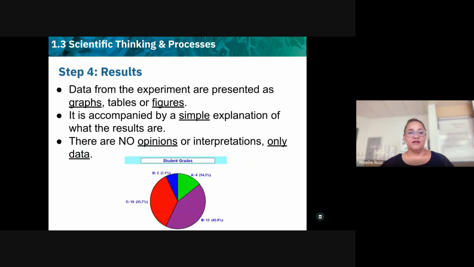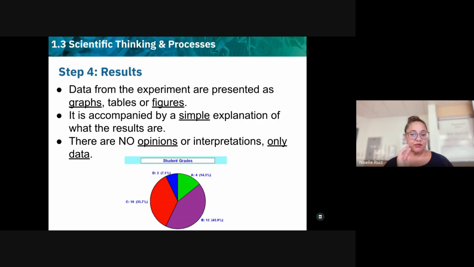All right. So step 4 of the scientific method is the results, data from the experiment. Like I told you, we collect data from our observations. We also collect data from our experiment. Data from the experiment get presented as graphs, tables, or figures. It is accompanied by a simple explanation of what the results are. There are no opinions or interpretations, only data.